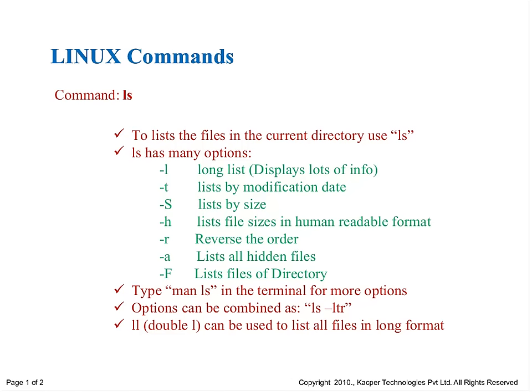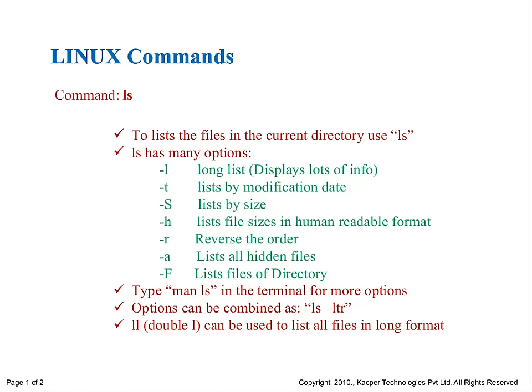So again, you can combine these options together, actually all of them. You do not need to use them exclusively. And uppercase S lists by size, H lists file sizes in a human readable format, and then I told you the R reverses the order. A looks for all the hidden files. Again, the file names that start with dot are hidden, so if you simply give an ls command, it won't show up unless you put an ls dash -a. And then uppercase F lists files of a particular directory.